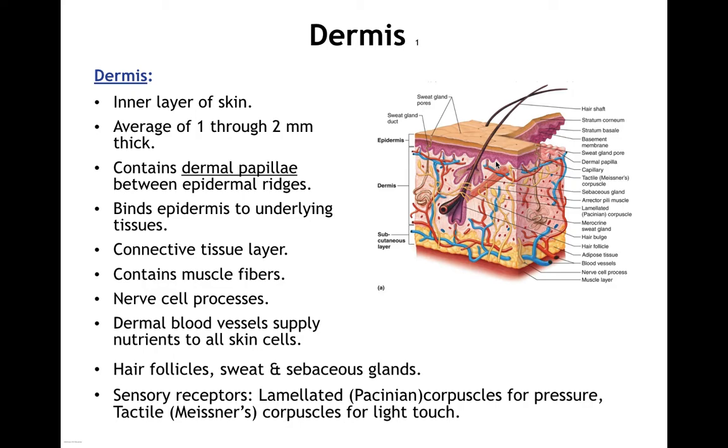Some of the important receptors we find in the dermis are the lamellated corpuscles, which are traditionally referred to as Pacinian corpuscles, but there is a movement to change the names from the discoverer or the person they've traditionally been named for to a more descriptive name, and that's, as we'll see throughout the book. Tactile corpuscles for light touch, traditionally referred to as Meissner's corpuscles.